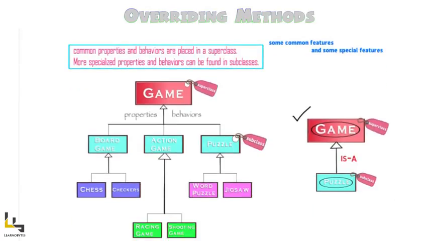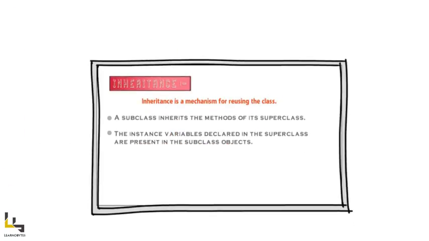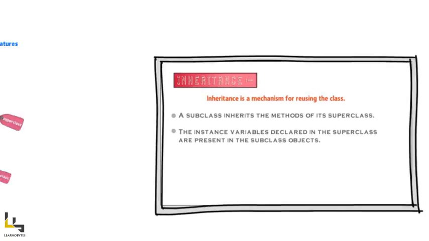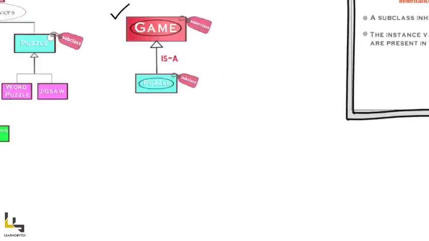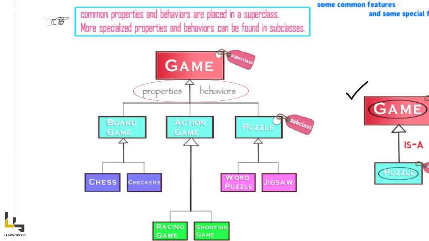Overriding methods. We have seen some basic inheritance code. We saw that Puzzle extends Game, and we also saw that Puzzle automatically gets all the instance variables and methods defined in Game. The superclass Game has common properties and behaviors. Now, we want to add some specialized properties and behaviors in the subclass Puzzle.